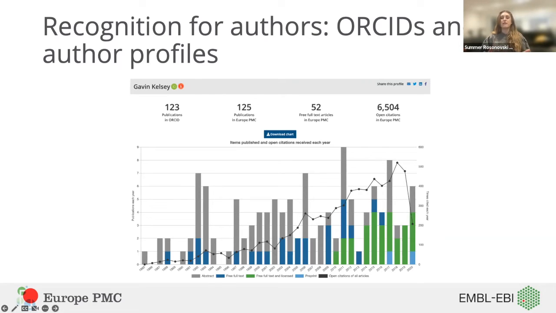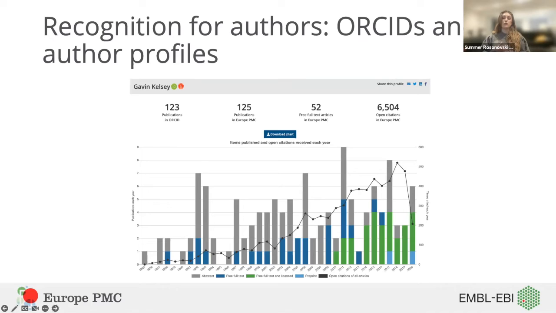This profile shows information about the total number of articles, the number of citations. Abstracts here are shown in gray. There's full text shown in blue. Free full license articles are in green, and preprints are all in light blue. And these are all publications, articles that are included in Europe PMC. So this gives you a nice yearly breakdown with the bar chart representing the number of publications and the line graph, the number of citations.